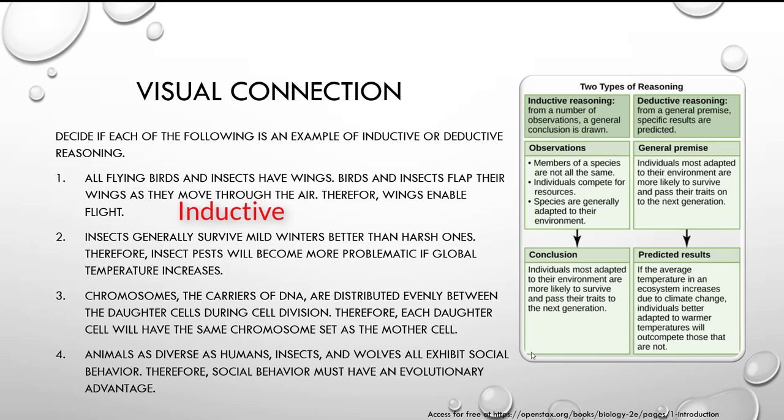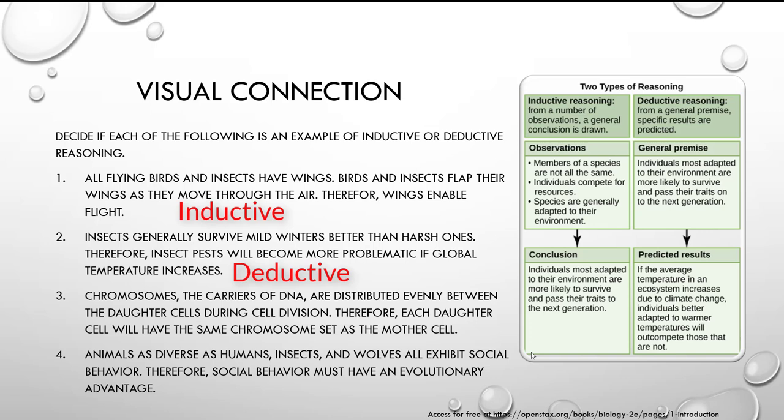If you chose deductive reasoning, I would agree with you. So we already have a general premise here. We already know that insects generally survive mild winters better than harsh ones. Therefore, we predict that insect pests will become more problematic if global temperatures increase. So that's deductive reasoning.